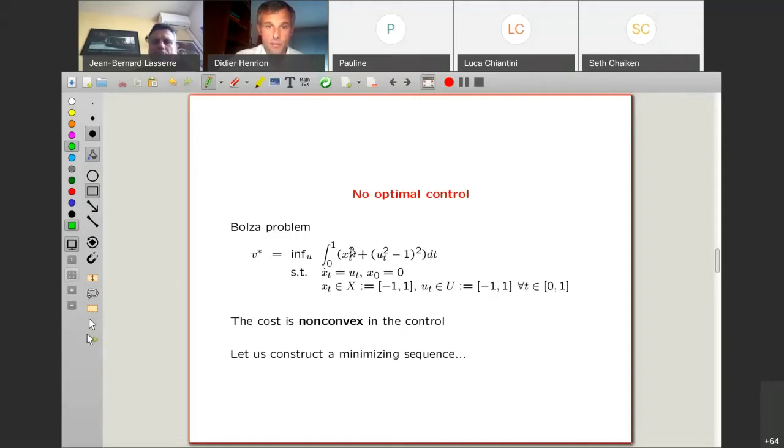And this term, for it to be as small as possible, it's simple. x as a function of t must be equal to 0. But u is the speed of x. So if u is equal to plus or minus 1, x cannot be constant. It cannot stay at 0. So you see that these two terms here, they are conflicting.